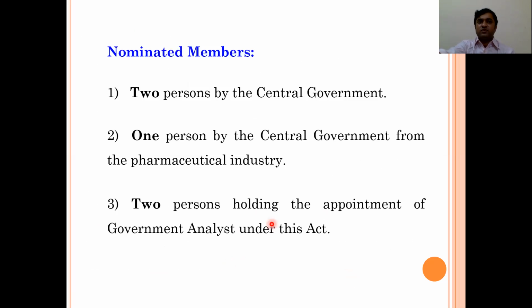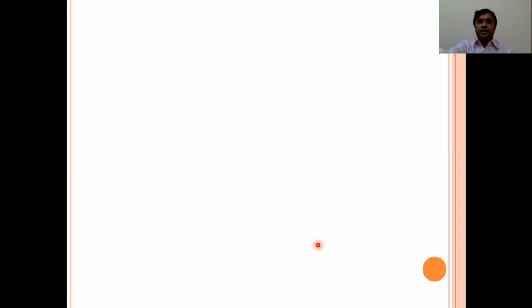Coming to nominated members, again there are 5. 2 persons are nominated by the central government, 1 person by the central government from the pharmaceutical industry, and 2 persons holding the appointment of government analyst under this Act.